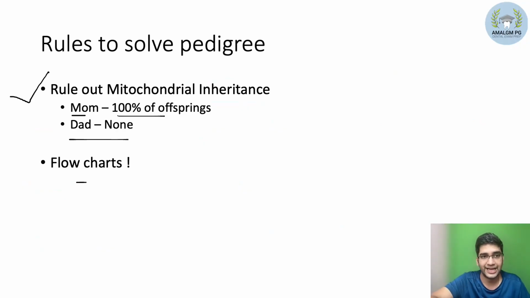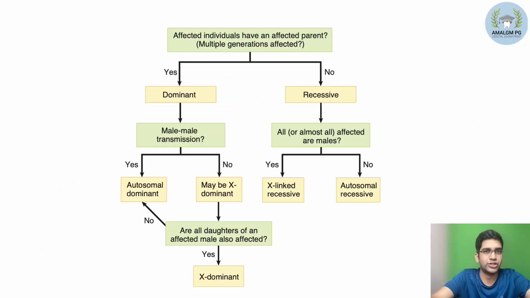Fine. Next, I have the flowcharts. So this is the first rule. For any pedigree which comes to you, first rule out mitochondria. See if mom is affected, that's a round person completely shaded, affected, all the kids should be affected. Dad affected, the square, not affected, none should be affected, right? So that's for mitochondrial. Next, come to the flowchart. This is the simplest flowchart you can have for any pedigree, right? We'll divide them. Don't think it's very cluttered and difficult.